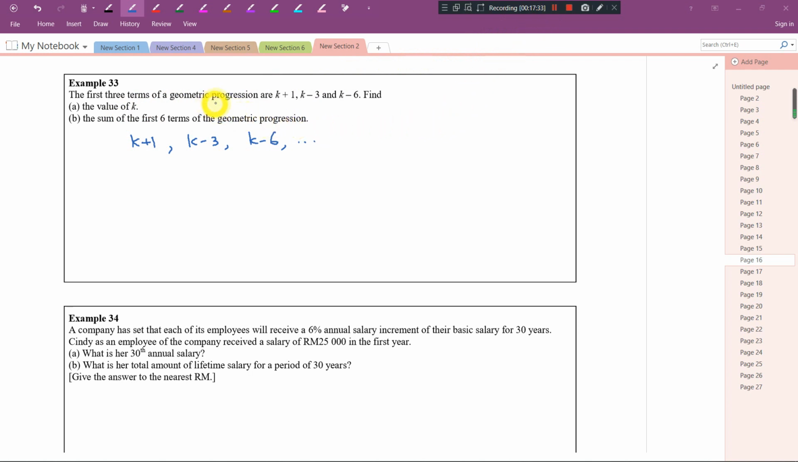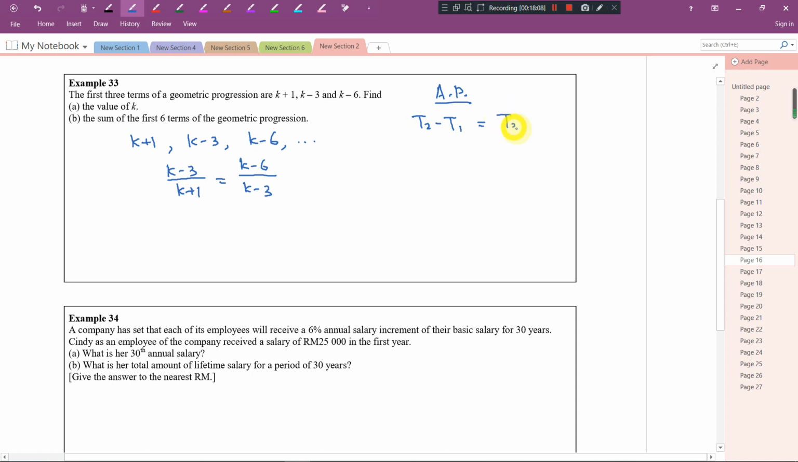Okay, so this is a geometric progression. What is the characteristic of geometric progressions? They have a common ratio, right? Since they have a common ratio, k minus 3 divided by k plus 1 will be equal to k minus 6 divided by k minus 3. I hope you still remember, for an AP, T2 minus T1 is equal to T3 minus T2, because they have a common difference. It's equal to T4 minus T3.